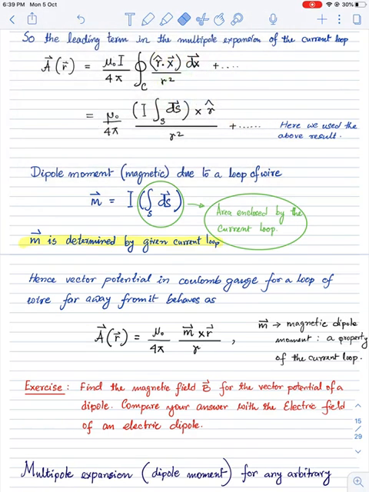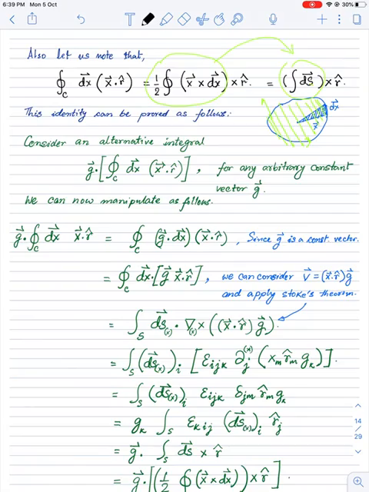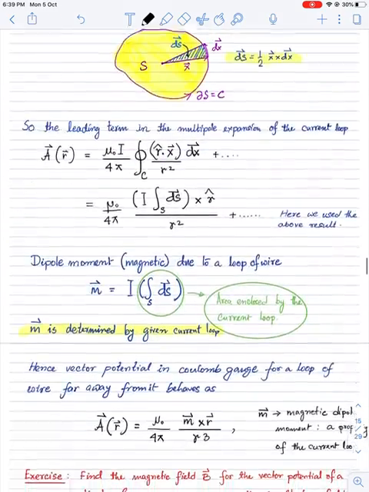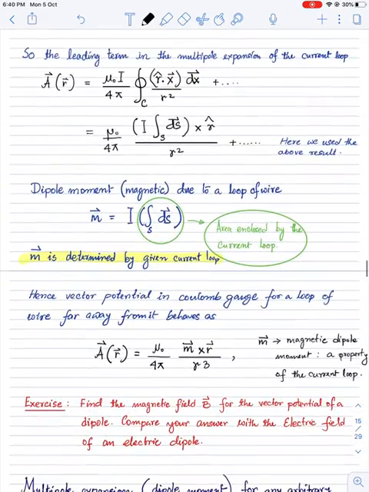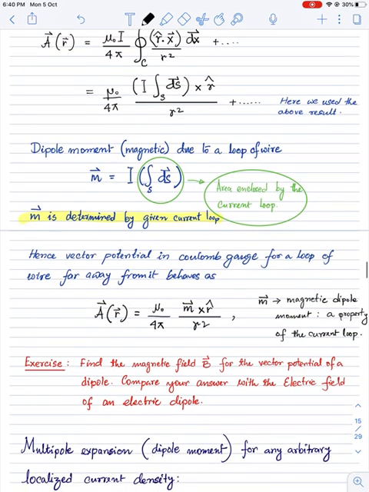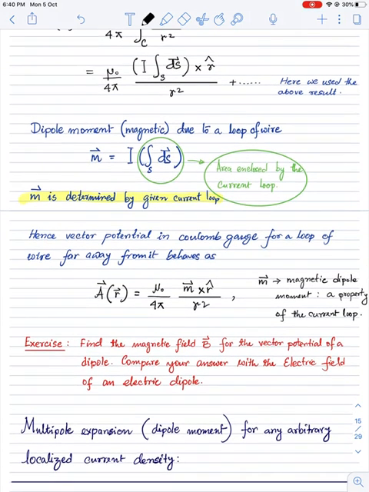Sorry, if I write r vector, this is r cube. If I write r hat, this is r square. So maybe it's better to write it in terms of r square and write this as r hat. That may be better actually, that makes the r dependence manifest.